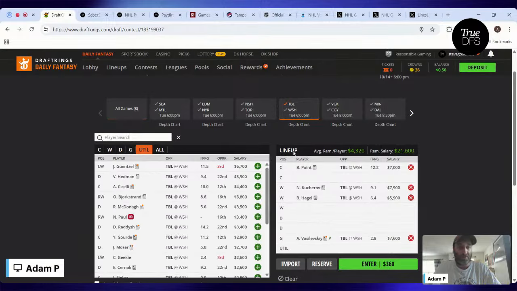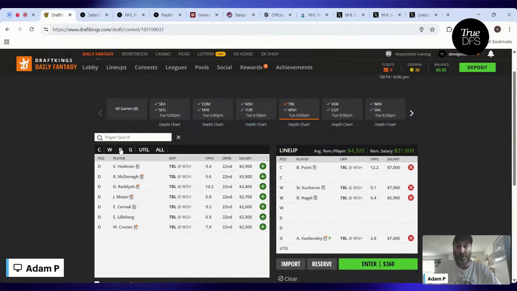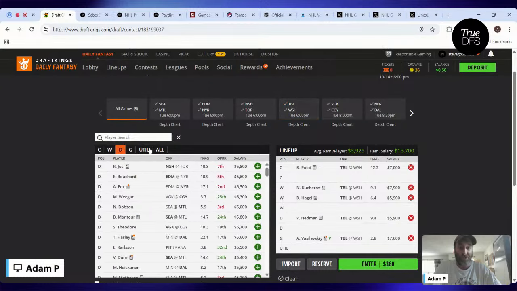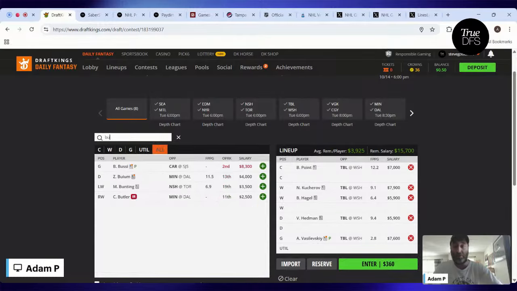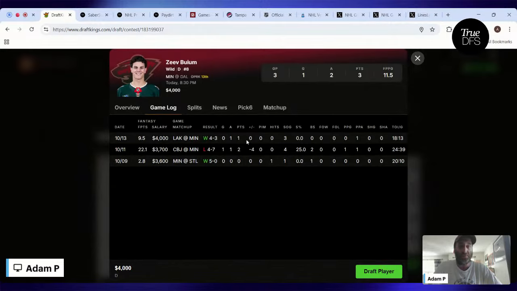So let's just go here, Vasilevsky, Hagel. Do we want to throw in Hedman? Let's throw in Hedman. You can do some damage here, and they're not going to be owned too much. You can get a Seneke in there. You don't need to get Seneke in there. We can go with Boehm. Boehm's 4K. He's not that cheap. What's his time on ice like?